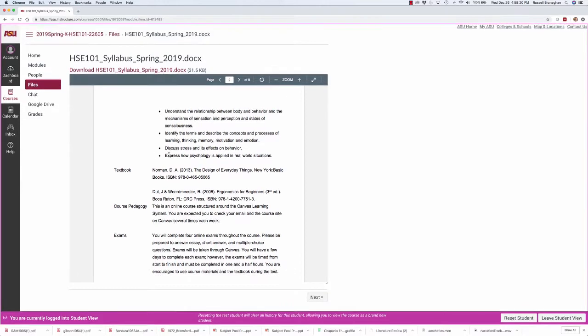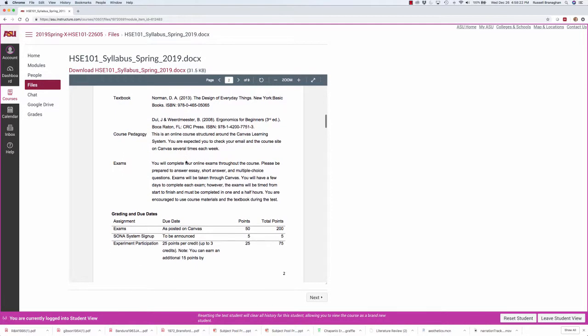To that end, we have two textbooks. One is by Don Norman. It's called The Design of Everyday Things, and the other is by Dull and Weerdmeester, and that is called Ergonomics for Beginners. Often you'll hear people refer to human systems engineering as ergonomics. For the most part, those two terms are interchangeable, and actually human systems engineering and human factors engineering are highly related as well. So sometimes you'll hear me use those two terms interchangeably.